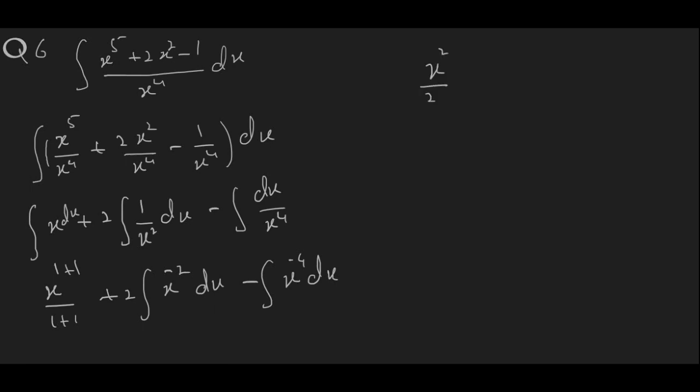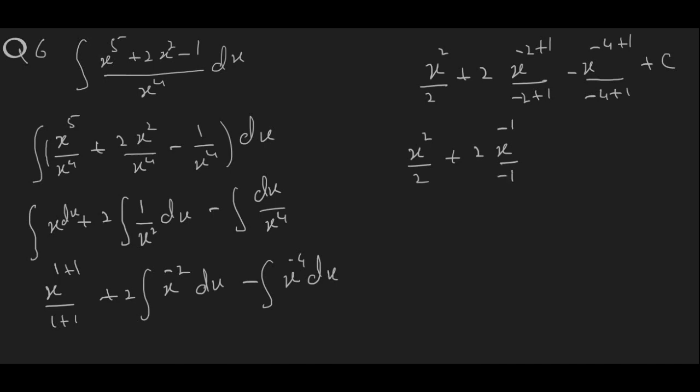x^2 by 2 plus 2 x^(-2+1) over -2+1 minus x^(-4+1) over -4+1 plus c. x^2 over 2 plus 2 x^(-1) over -1 minus x^(-3) over -3 plus c. x^2 over 2 minus 2 over x plus 1 over 3x^3 plus c. This is your integral for the given question.